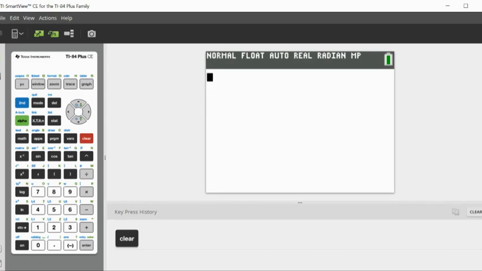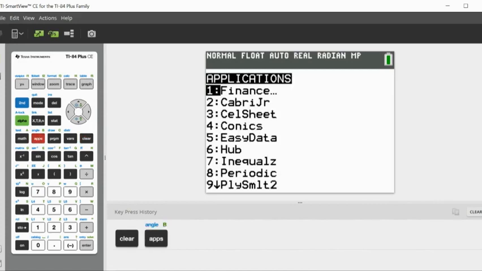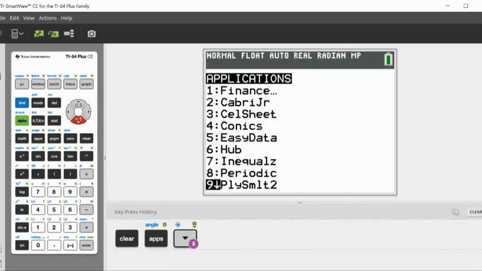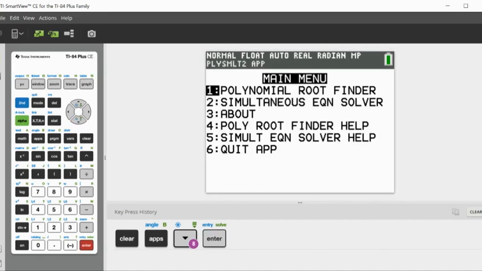We're using the TI to solve number 28, finding our n value now that we have a quadratic equal to 0. So we're going to use the polynomial solver that's in apps. The apps button is next to your math button. And we're looking for the PolySmlt 2. It may not be in the same position, but that is the app that you want to use. And we're finding polynomial roots.